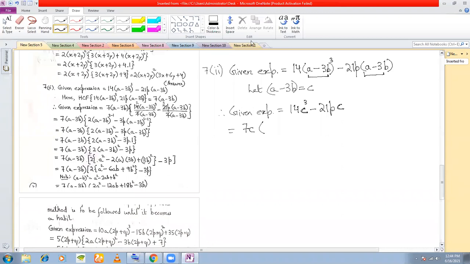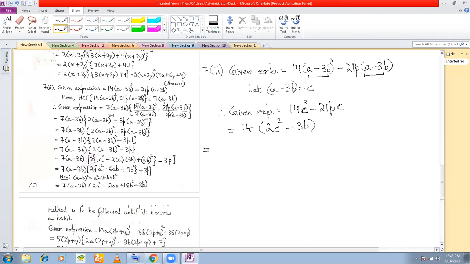So what is left after you take out 7c? From 14, you're taking out 7, so you're left with 14 divided by 7, so you get 2. From c cube, you're taking out c, so c cube divided by c is c square, minus 21 divided by 7 is 3. And you're taking out c from 21pc, so you're only left with p here, right? This is what you get.